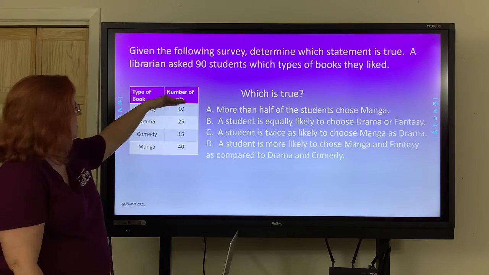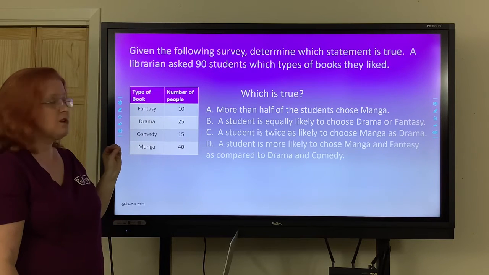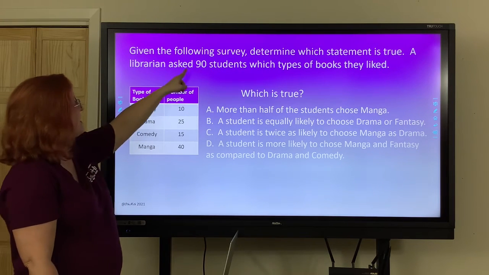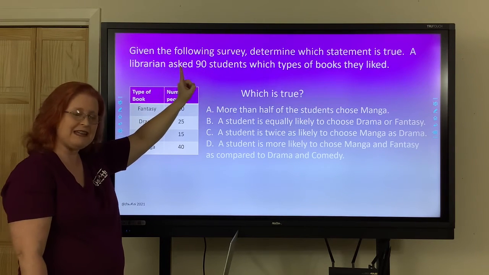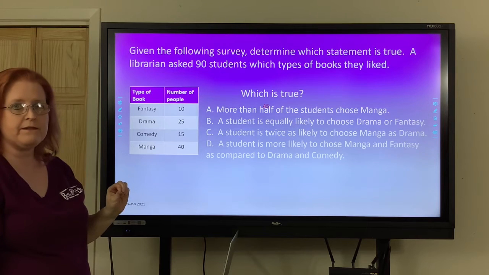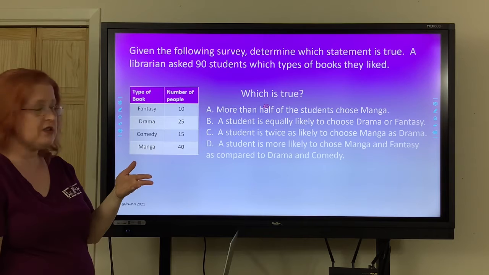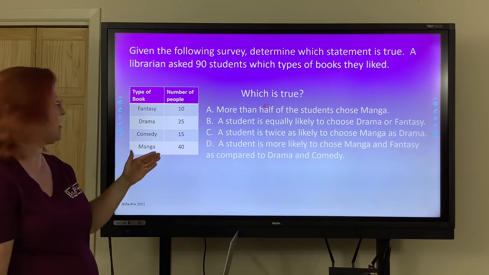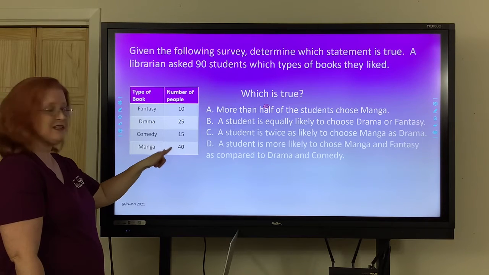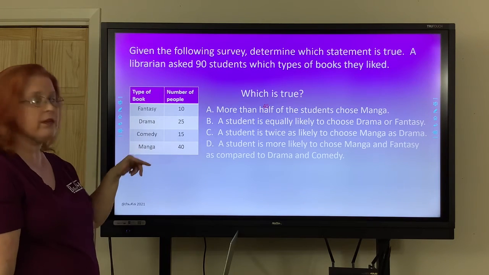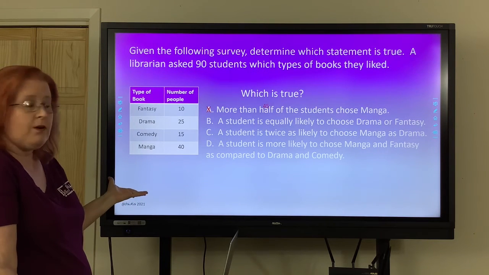All right, so let's look at answer choice A. More than half of the students chose manga. If I go up here and look, I have 90 students. So half of 90 is actually 45. So more than 45 have to choose manga. I go over here to my manga and only 40 chose it. So 40 is definitely not more than 45. So that answer choice is gone. I have proven it wrong.